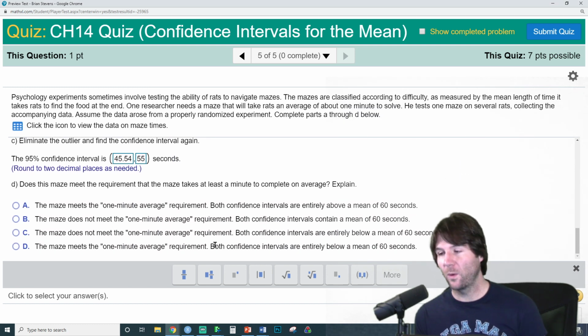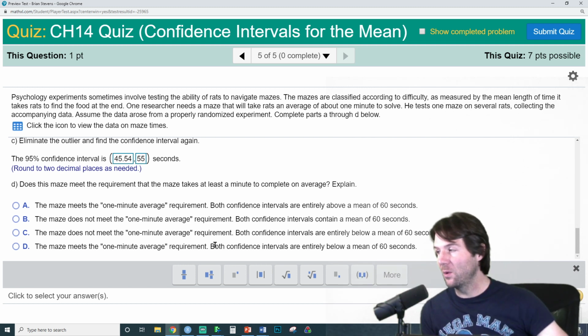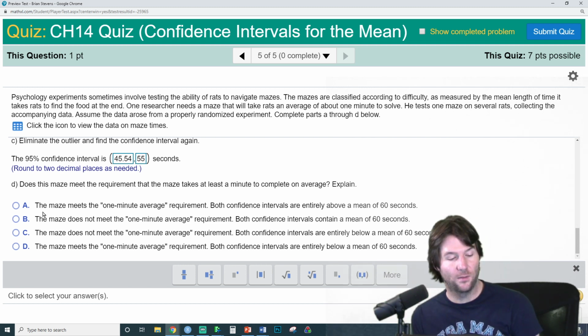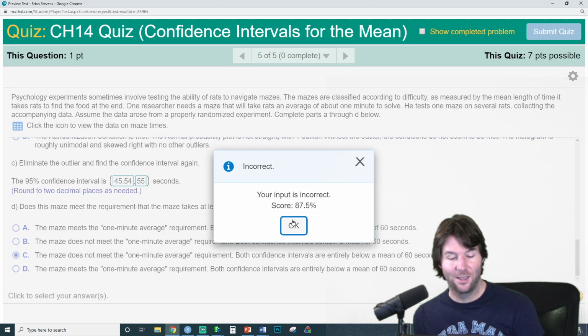Does it meet the 1 minute requirement? I'd reject that value because it's outside the interval. So it does not meet the 1 minute requirement. I would reject the interval. The maze does not meet the 1 minute requirement. Both confidence intervals are entirely below a mean of 60 seconds. The maze does not meet it. They're both below. Let's give it a check.